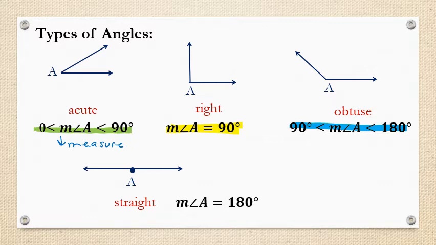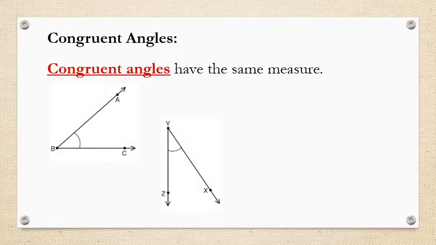And we all know that a circle has 360 degrees. So when I think of a circle with 360 degrees, if I cut that circle in half, there's 180 degrees on each side. So that's kind of where a straight angle comes from. And the measure of a straight angle or a straight line is 180 degrees.